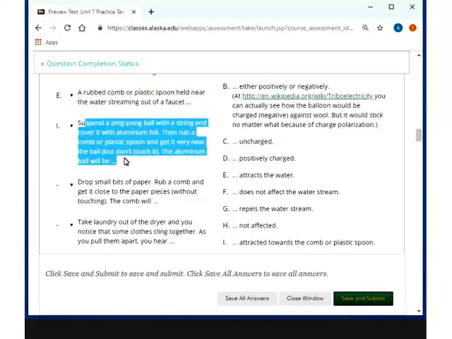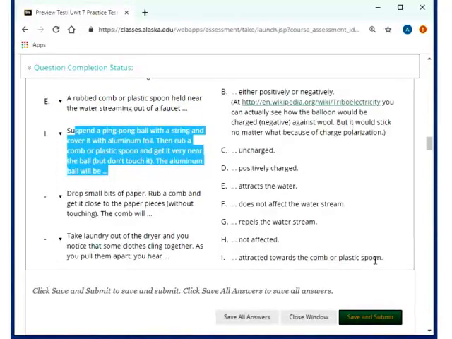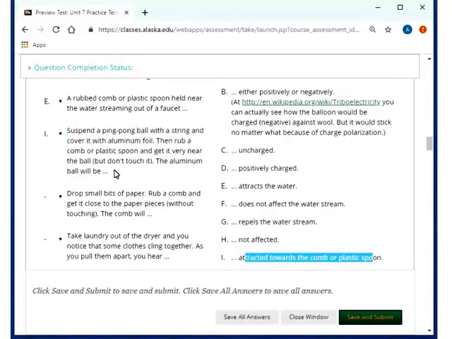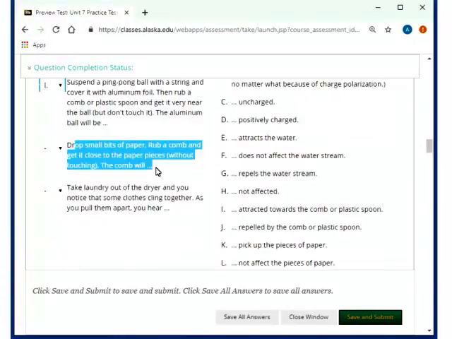Suspend a ping pong ball on a string covered with aluminum. Then the aluminum ball will be attracted toward the comb and plastic spoon. And then for some odd reason, I just chose the wrong letter there for a moment. Drop small bits of paper, rub a comb, and get it close to the paper pieces. The comb will attract the pieces of paper. So this one here.